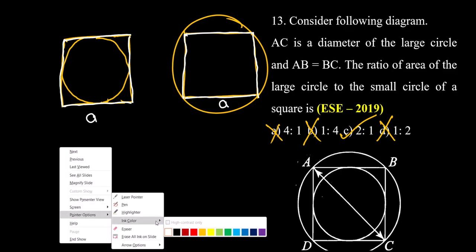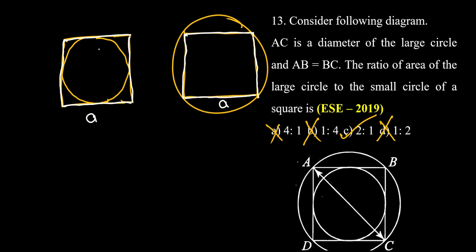Can anyone say what is the small circle diameter? Small circle diameter, A only, because this is the diameter. When the side of the square is A, the diameter of the small circle, DS I am writing, not data science. Small circle diameter is A.